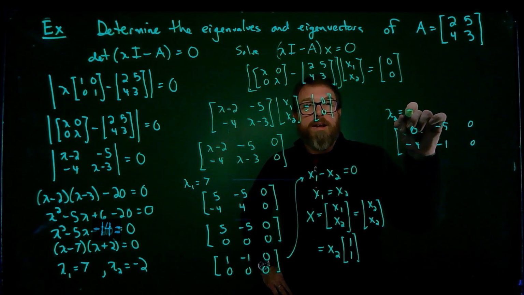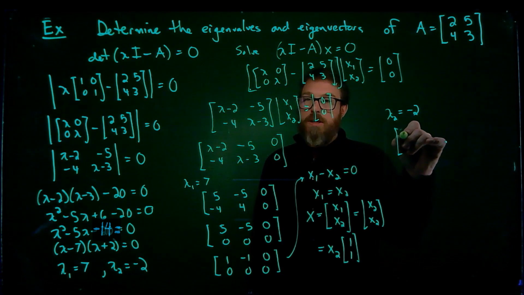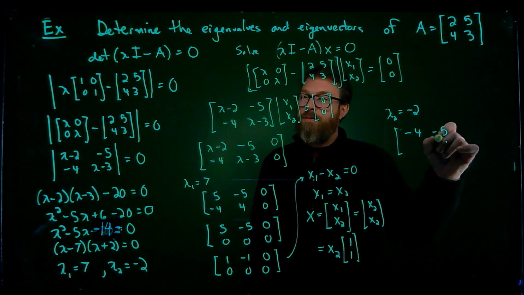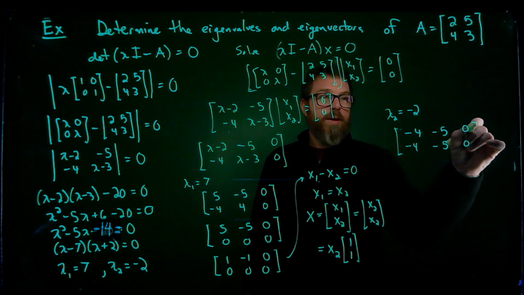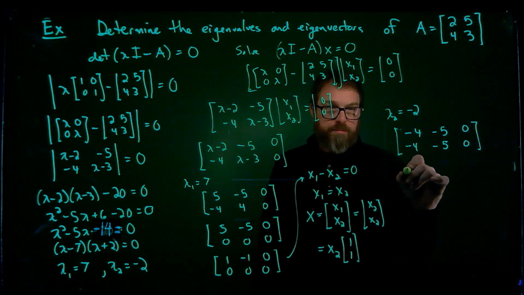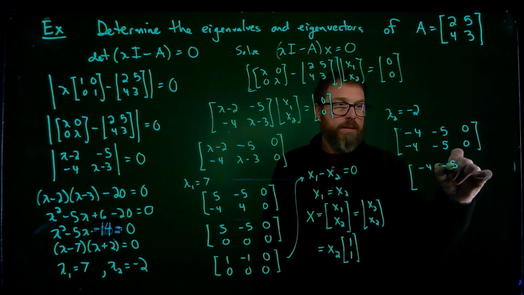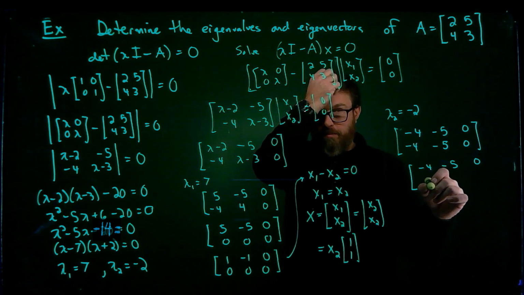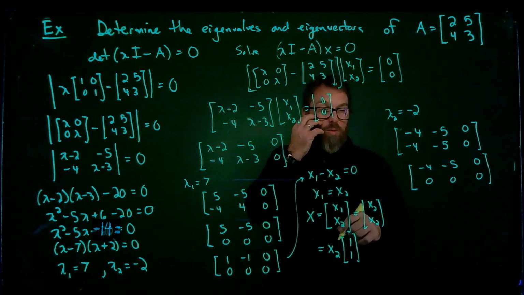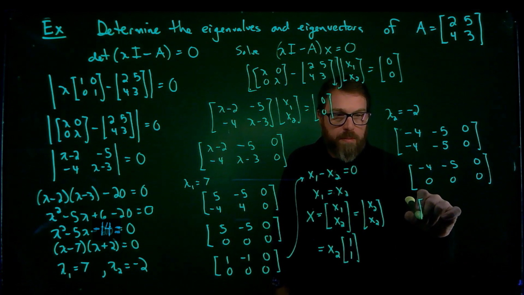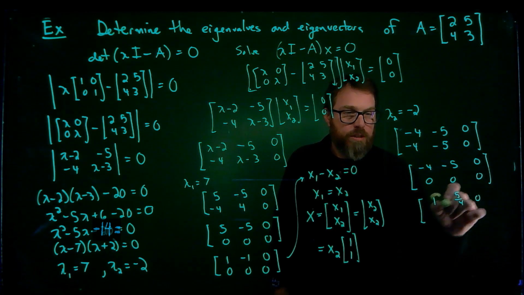So if I plug in negative 2, what happens here? Negative 2 is going to give us minus 4, minus 5, 0. This is minus 4. This is also minus 5 and 0. And what we get is that the bottom row will go away. And if we want to make the first one 1, I can divide everything by negative 4. So this would be 1, this would be 5/4, this would be 0.